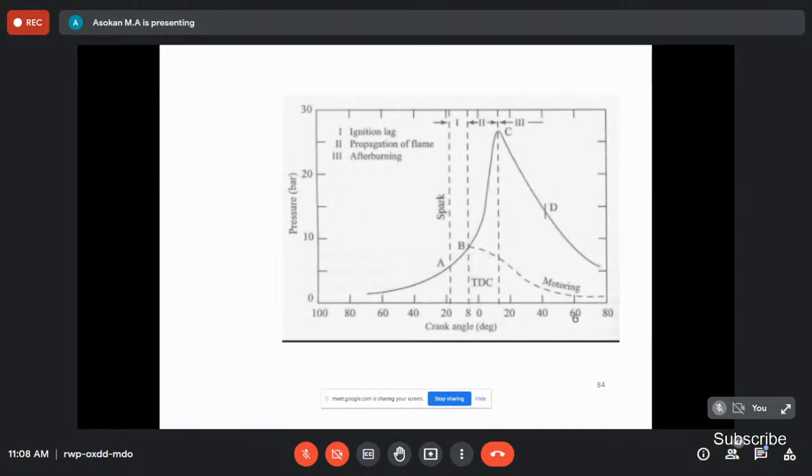That is called the propagation of the flame. So it depends on various factors. We will see the various factors. What are the factors that affect the ignition lag? What are the factors that affect the propagation of the flame?